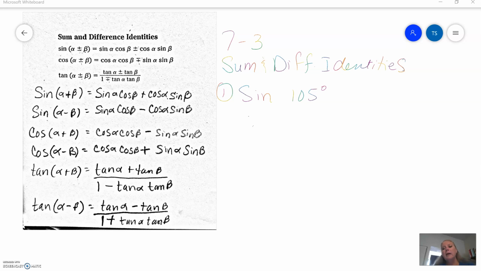My instant thought is I want the sine of 45 degrees plus 60 degrees. Those are both unit circle angles, very commonly used. I can easily find the sine of 45 and 60. So I'm going to use the sum, the very first one over here. Let me highlight that for you. I'm going to use this one right here.